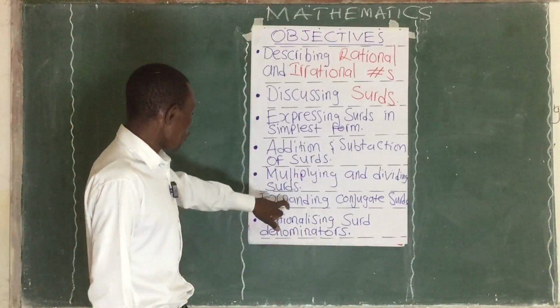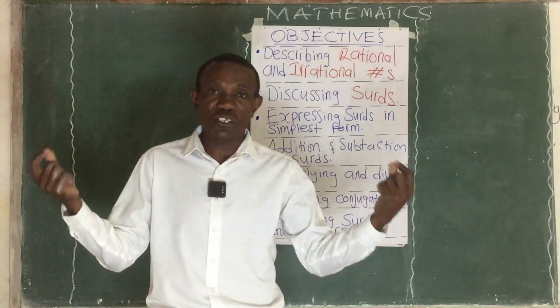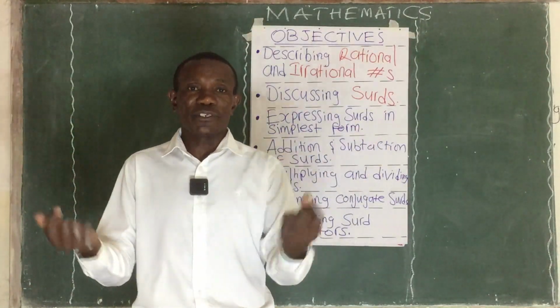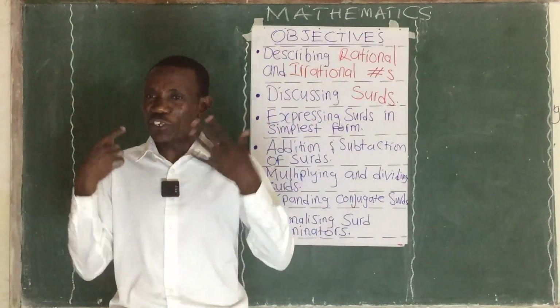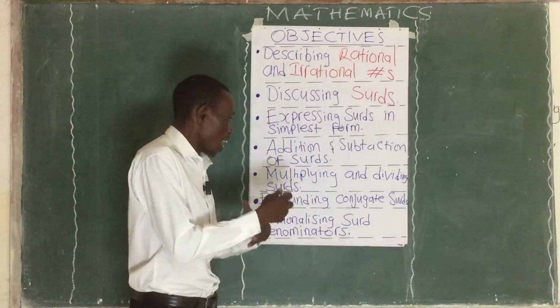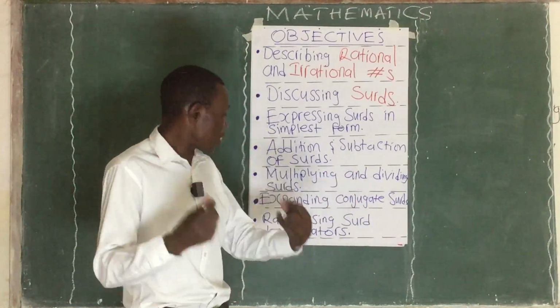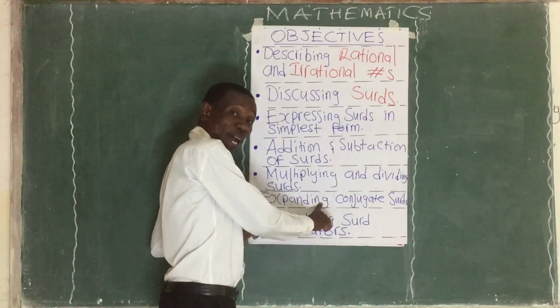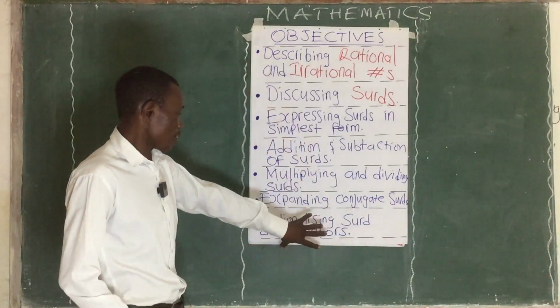Then thereafter, we'll also discuss how you can expand what we call conjugate surds. So first, what are conjugate surds? There might be new terminologies to you, but as we go on discussing, you will understand what we mean when we talk of conjugate surds. And then we need to know how we can expand them. Lastly, we'll have to discuss this objective.